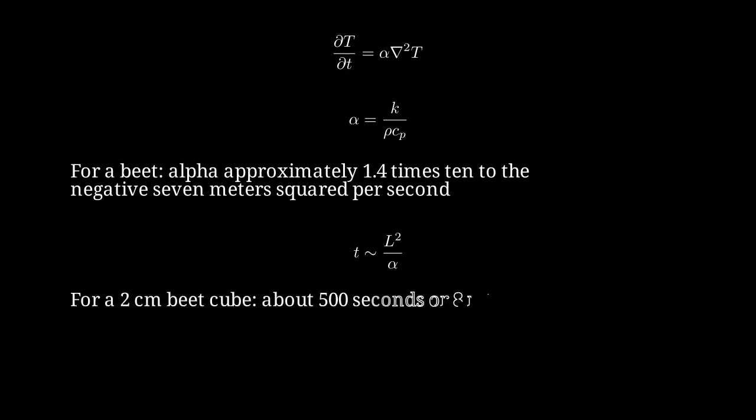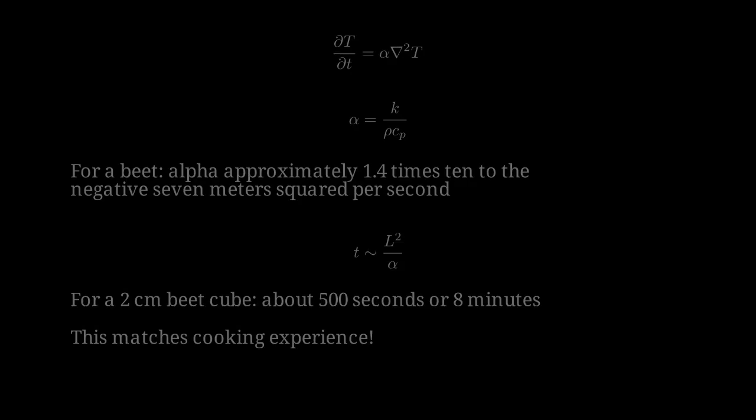For a 2 centimeter beet cube, L is 0.01 meters. L squared over alpha gives about 500 seconds, or 8 to 9 minutes. This theoretical prediction matches real cooking experience. Small vegetable pieces cook in about 8 to 10 minutes of boiling.